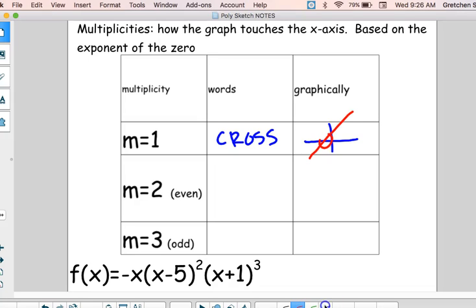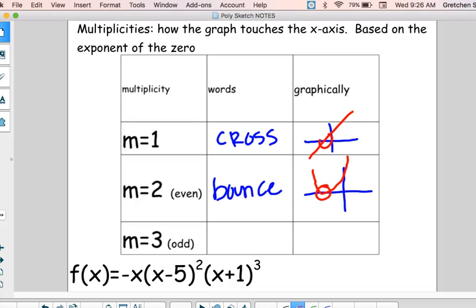If it has a multiplicity of 2 or any even number, because this chart only goes up to 3, then it's going to bounce at that point. So if you bounce, it doesn't actually pass through. It's going to hit it and then bounce back up. So that's what a bounce looks like. Quadratics, you saw that when the vertex was the answer.